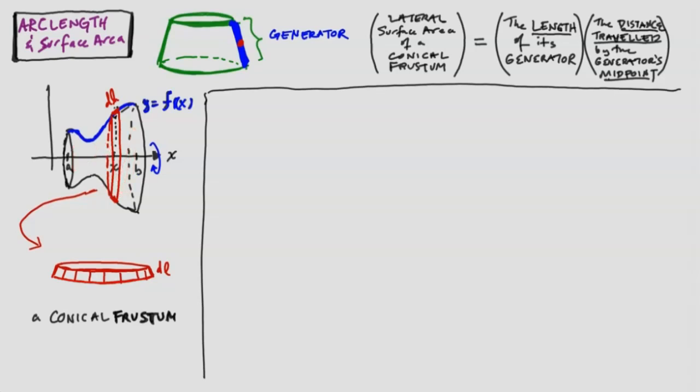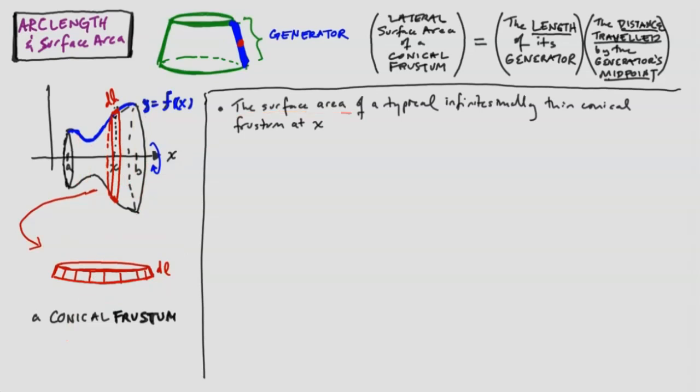We have all the pieces in play now. We think of the curve as consisting of infinitely many, infinitesimally tiny straight line segments, each of which, say this one right here, with length dl, generates an infinitesimally thin conical frustum. So we want to figure out the surface area of that thing, and then we will add all of them up with an integral. So the surface area of a typical infinitesimally thin conical frustum at x, in other words, this guy right here, is, well, let's see, it's a conical frustum. We know how to find the lateral surface area of such a thing. That's easy. It's the length of its generator times the distance traveled by the generator's midpoint.